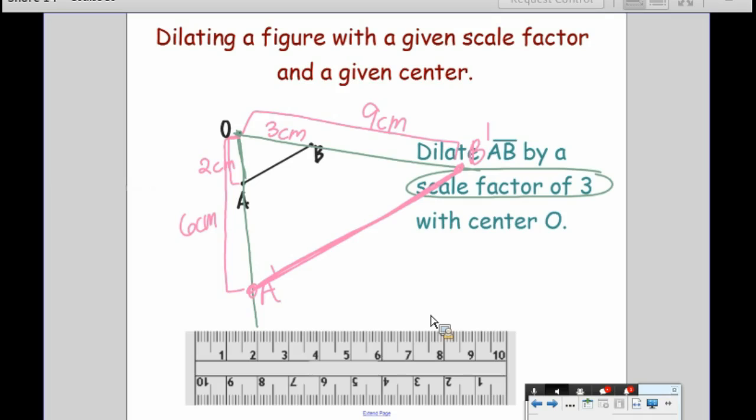So what did we do? We connected the dots. Sounds like we're in preschool. Then we measured the distance and we multiplied by the scale factor.